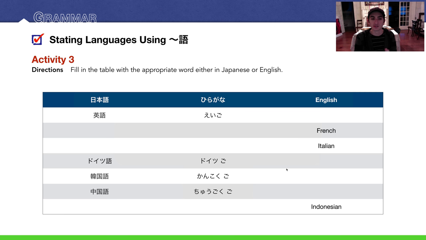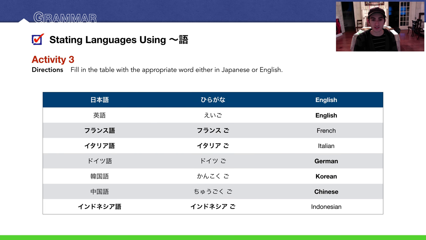韓国語. Do you remember 韓国? 韓国 is South Korea. So, actually, this doesn't mean South Korean language, it means Korean in general. 中国語, we determined on the last slide, means Chinese. And then Indonesian, the Indonesian language. Do you remember the word for Indonesia? Sounds like the English word for Indonesia. I'm going to put on the answers. Indonesia speaks Indonesia 語.